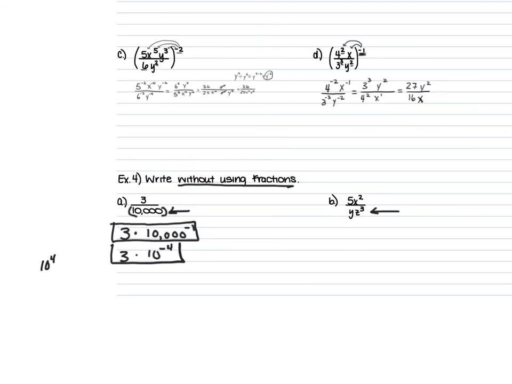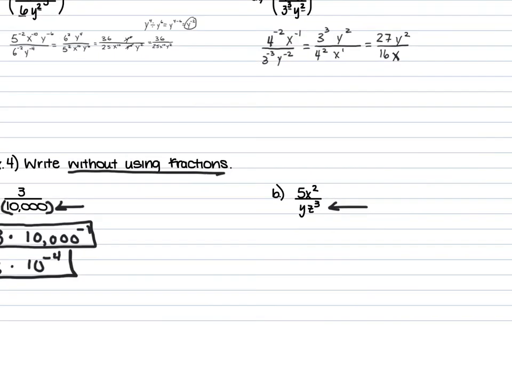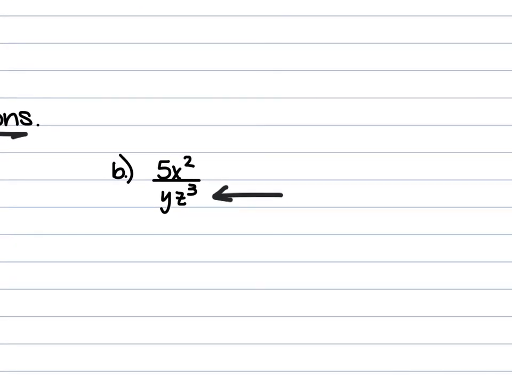So 3 times 10 to the negative fourth power, that 10 to the negative fourth power just means 10,000 that would be in the denominator. So here, that 5x squared, it's pretty safe. It's 5x squared times something. And that something means that the y needs to be moved to the other side. So to move y to the other side, it's a y to the first power. I'm just going to call it y to the negative first power. That moves it from the denominator back up to the numerator. And z to the third power, I can rewrite as z to the negative third power.